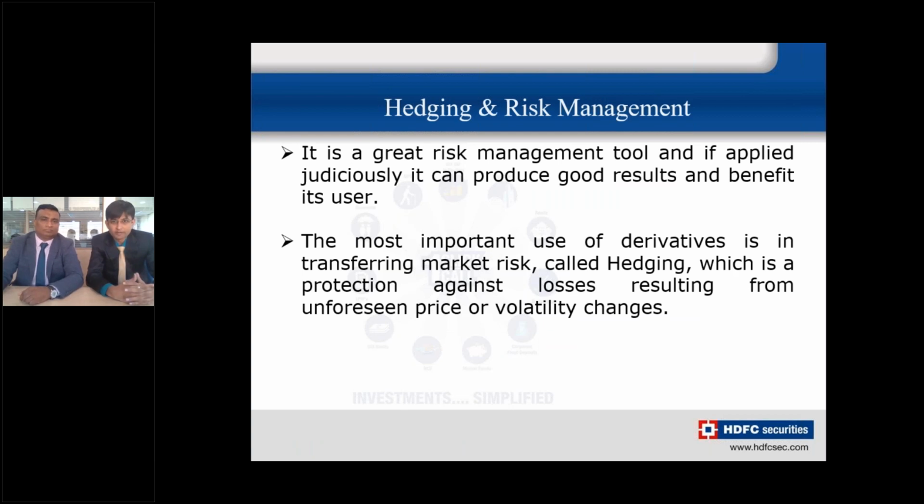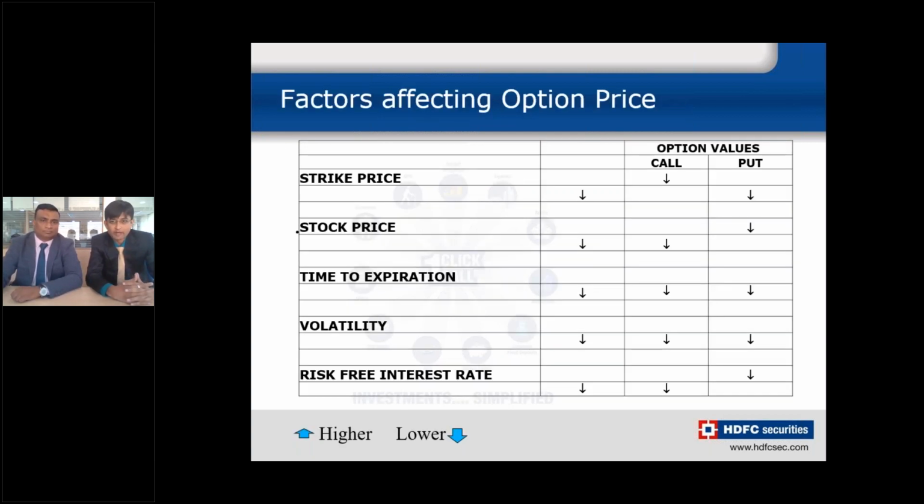So that is the option. I have explained about the call and put option. Now, Devarsh, can you please explain how one can use options to hedge the position in the current volatile market?